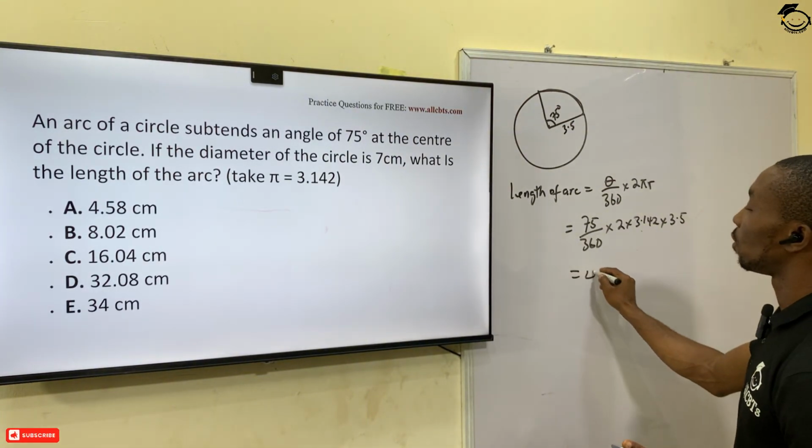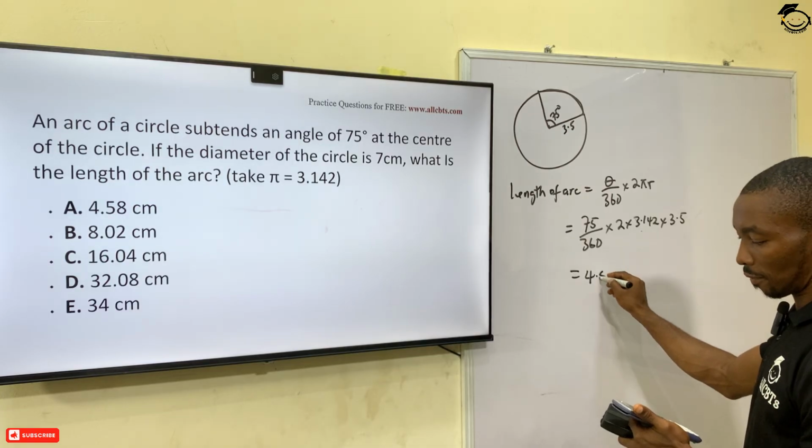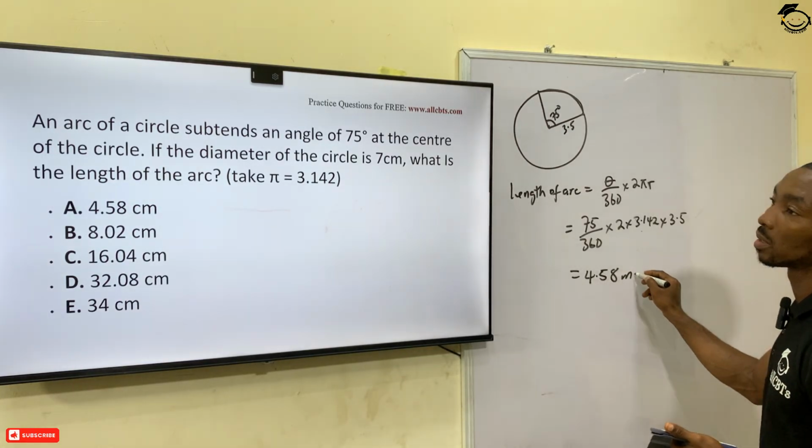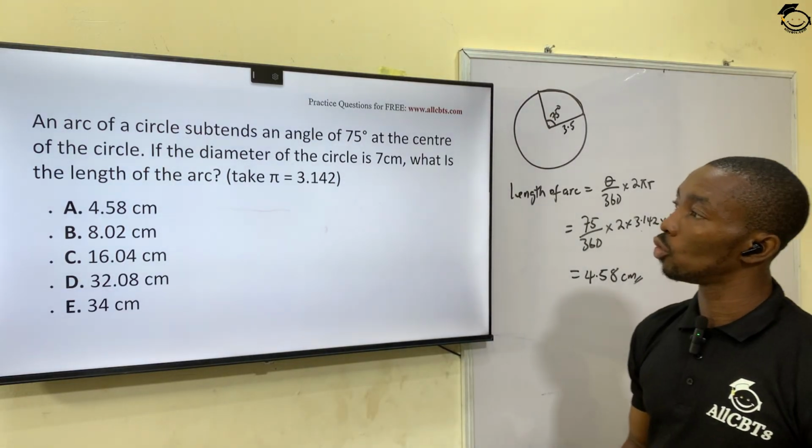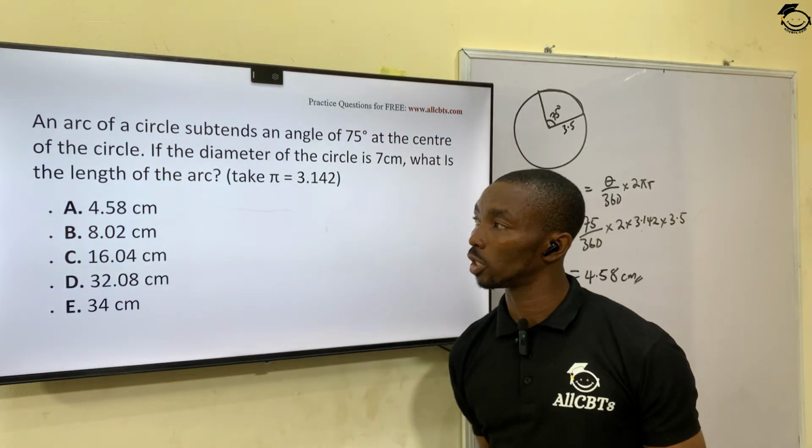So this gives us 4.58 centimeters. So the length of arc will be 4.58 centimeters, which is our option A.